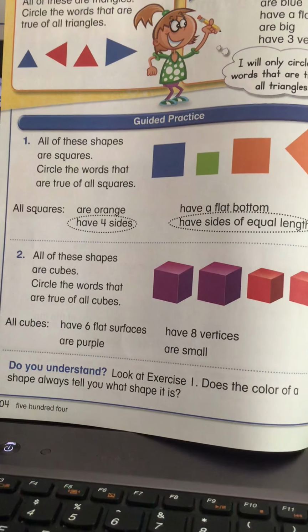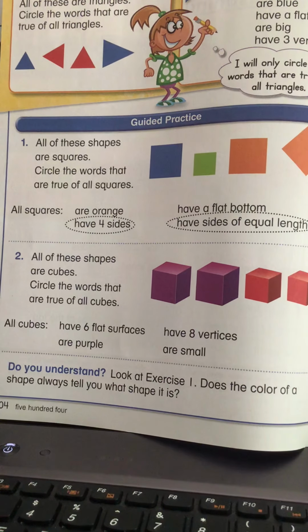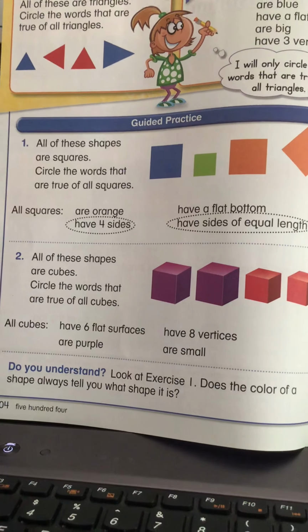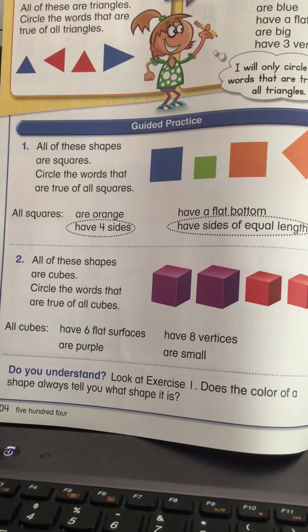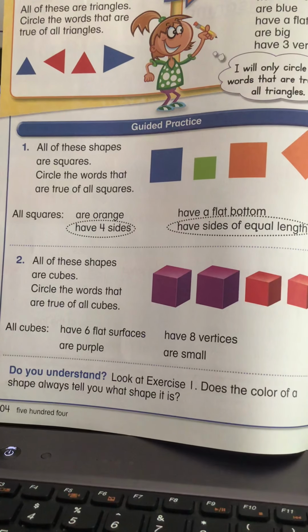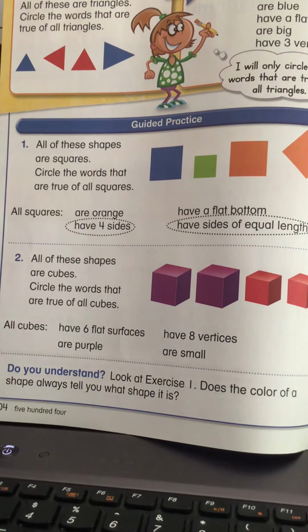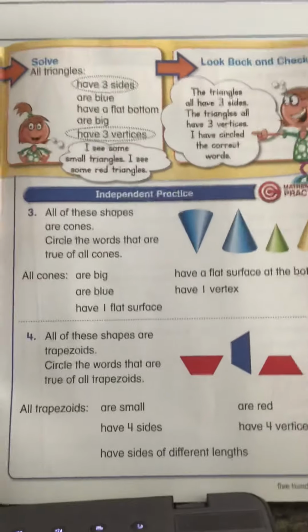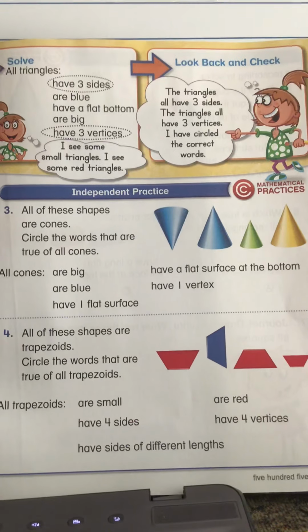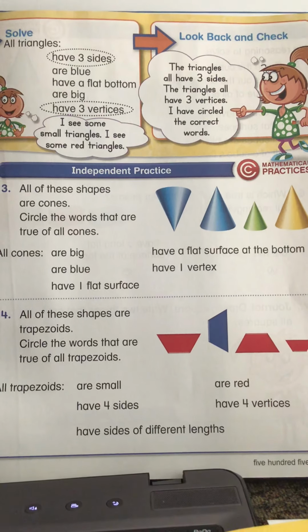Down below it asks us, does the color of a shape always tell you what shape it is? So are squares always the same color? Are triangles always the same color? Are cones always the same color? No, we can't rely on colors to tell us what shape it is. Shapes can be different colors. All right, go over to number three.